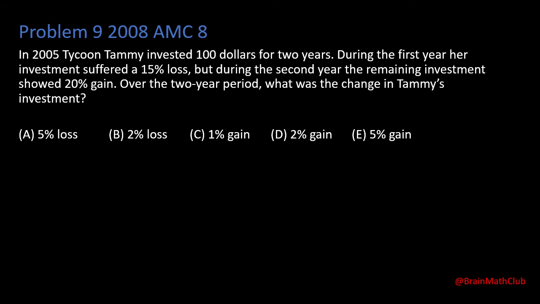By reading the problem. In 2005, Tycoon Tammy invested $100 for 2 years. During the first year, her investment suffered a 15% loss. But during the second year, the remaining investment showed a 20% gain. Over the 2-year period, what was the change in Tammy's investment? A. 5% loss, B. 2% loss, C. 1% gain, D. 2% gain, E. 5% gain.